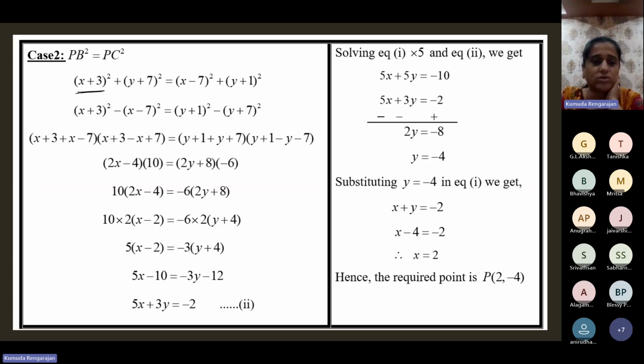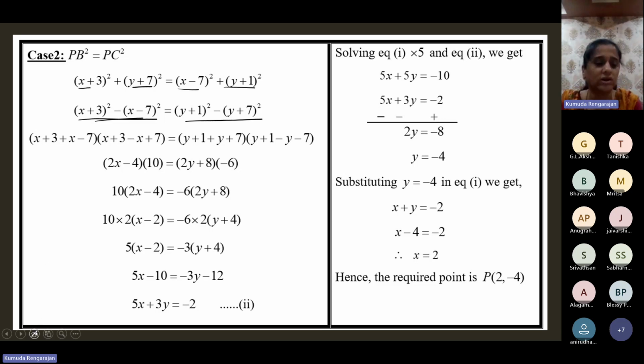We have (x plus 3) the whole square here. I've transposed this, and we have (y plus 1) the whole square. I've transposed this. So I have the expressions with x on one side and y on the other side. It's not compulsory to transpose, children. You can expand using the formula (a plus b) the whole square, (a minus b) the whole square directly. This is just an alternate way of working.